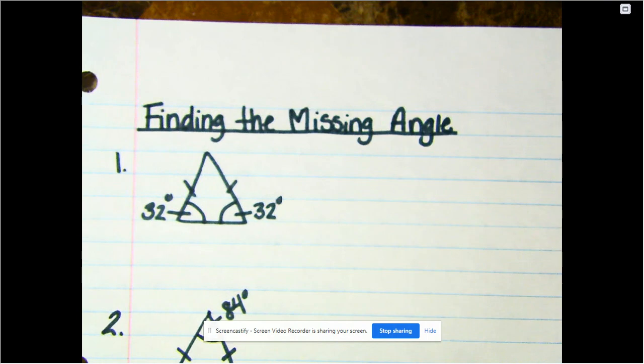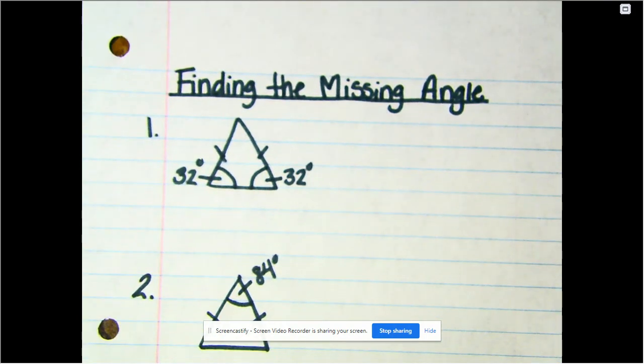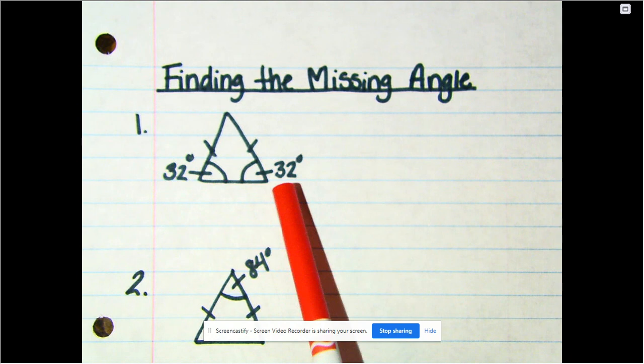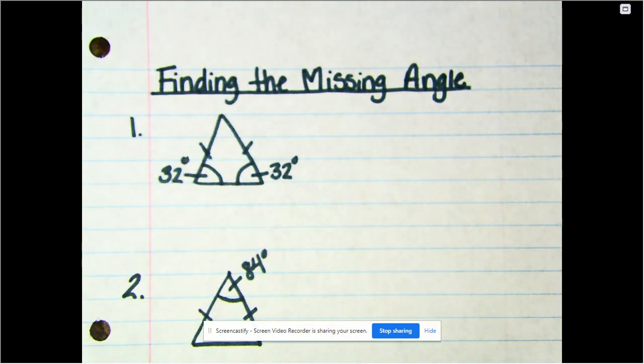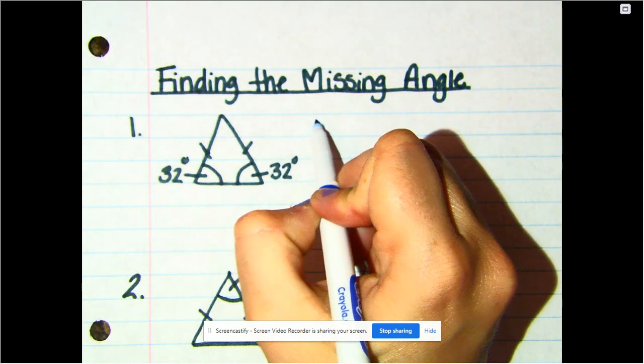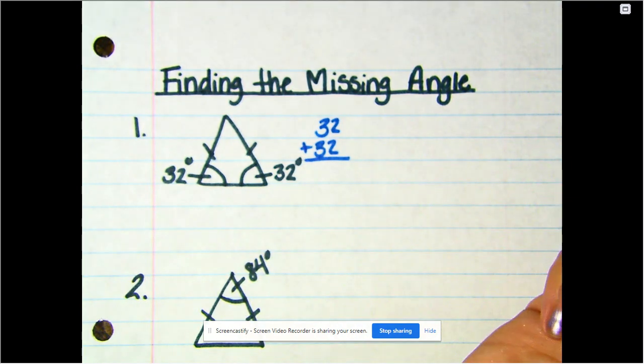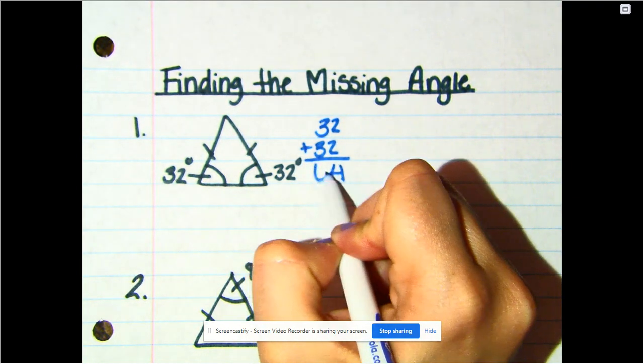The first one, we're finding the missing angle, and it is an isosceles triangle because 32 is given. Two angles are the same. And with that being said, I'm going to do the same concepts as I did in the original videos of finding the missing angle. We need to find and know the total of what is given. So we're going to take 32 plus 32 and add those together. That happens to become 64.